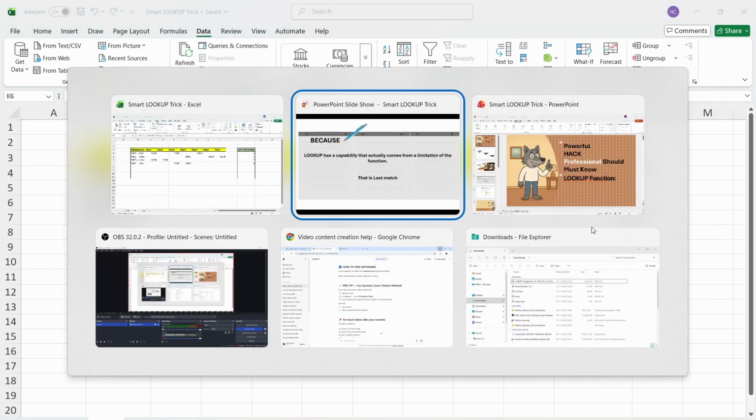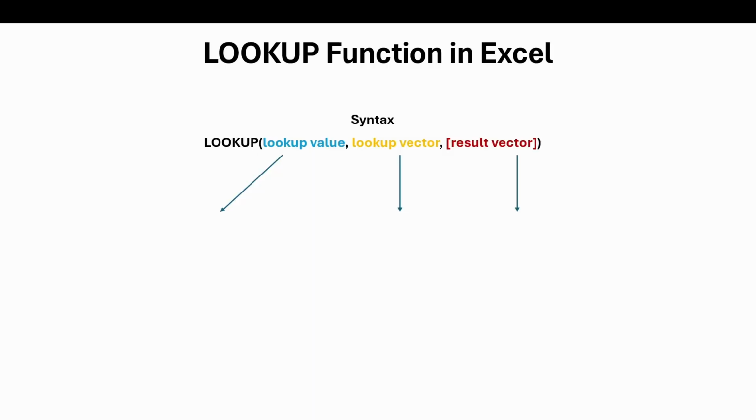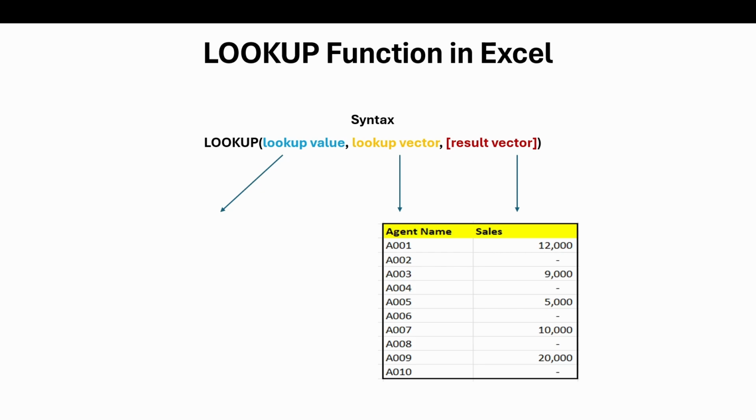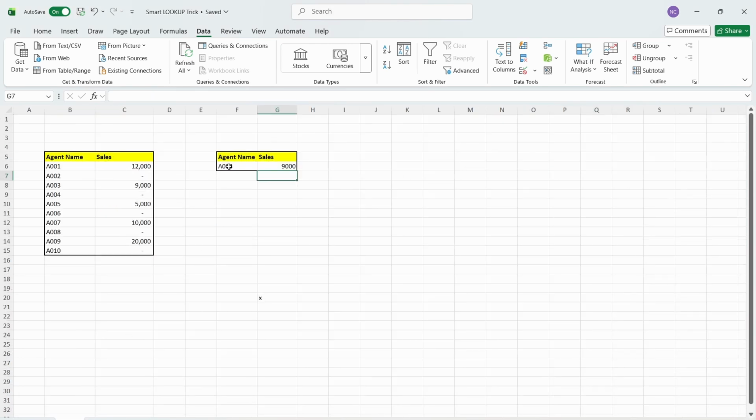Before moving forward, let me show you what the syntax of the LOOKUP function looks like. First we have the lookup value, and then the lookup vector and the result vector. So if you have data like this where the agent name is in one column and the sales which they have done, and if someone is asking what is the sales amount of this particular agent, then we can use the LOOKUP function to get this value. Let me take you into Excel to show this.